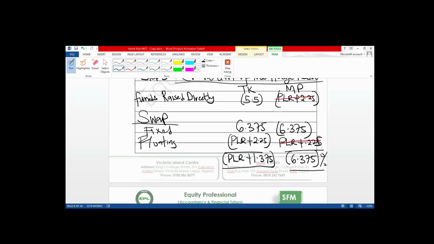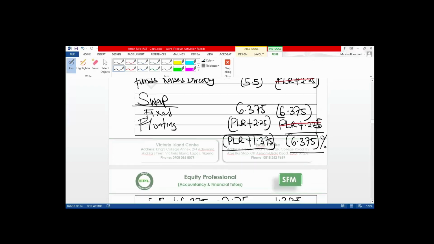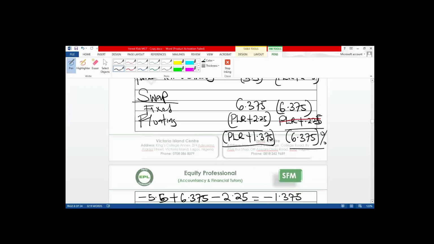for MP. For TK, please pick your calculator. Negative 5.5, positive 6.375, negative prime lending rate plus 2.25, everything in bracket. What is your final answer? Yes, what is your final answer?